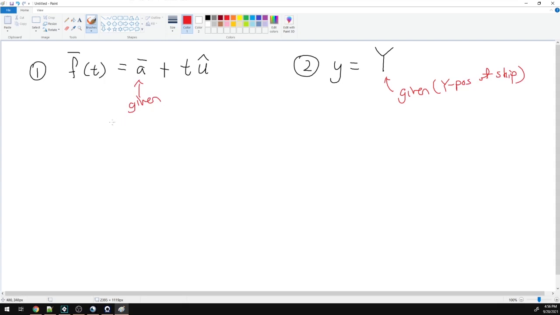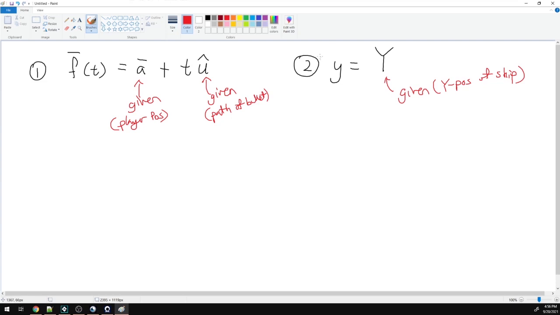This is the player position, and then this is given. This is the vector, the path of the bullet, or the negated path of the bullet, to be more exact.